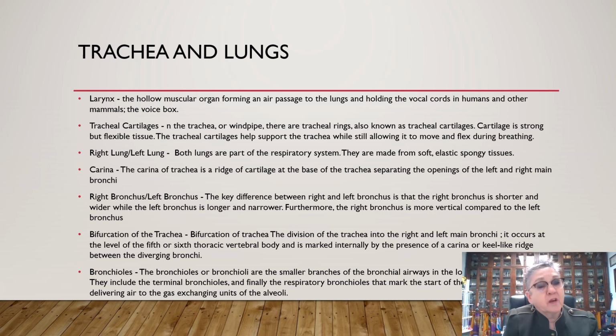Then we get into bifurcation of the trachea. The bifurcation is the division of the trachea into the right and left bronchi, and it occurs at the 5th or 6th level of the thorax, and it's rigid-like as well between the diverging bronchi. And then we get to the air exchange and the bronchioles. They're smaller branches of the bronchial airways, and they include the terminal bronchioles and the respiratory bronchioles, where the delivering of air to the alveoli starts so that gas exchange can occur.